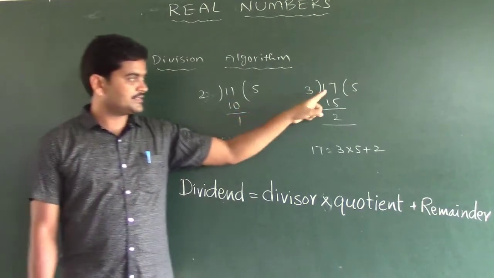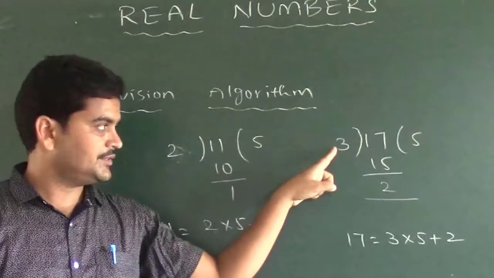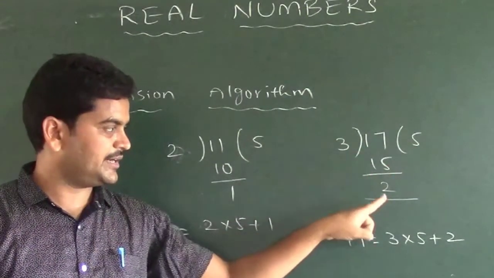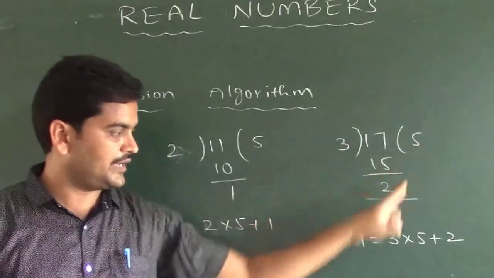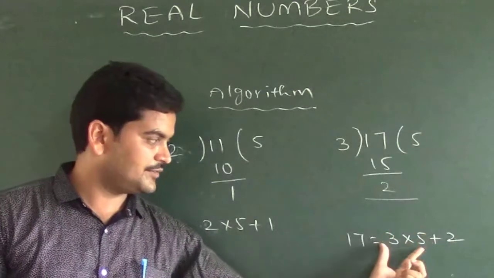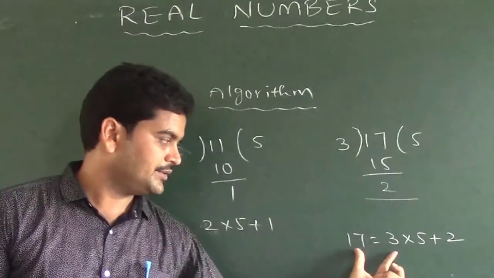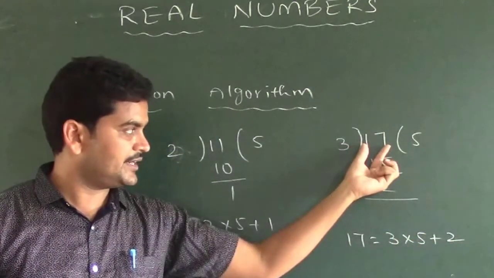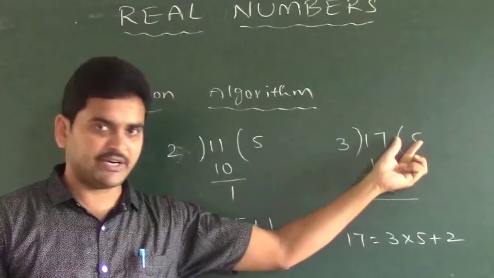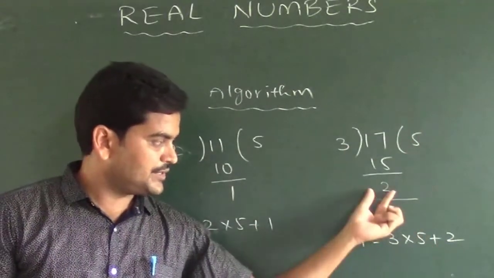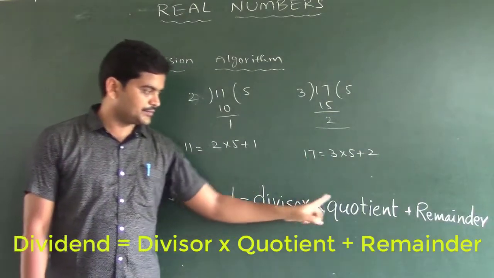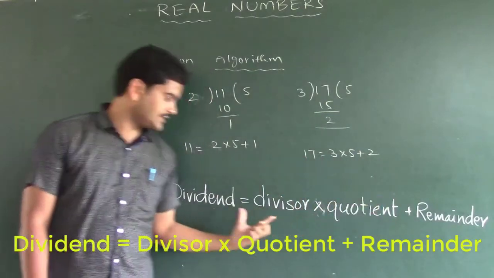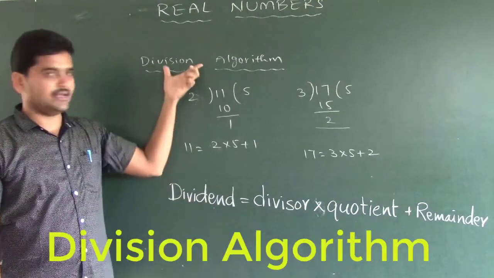Another example, 17 is divided by 3. 3 fives are 15. Remainder is 2. So 17 can be written as 3 into 5 plus 2. 3 fives are 15, 15 plus 2 is equal to 17. So 17 is the dividend, 3 is the divisor, 5 is the quotient, 2 is the remainder. So dividend is equal to divisor into quotient plus remainder. This is called the division algorithm.